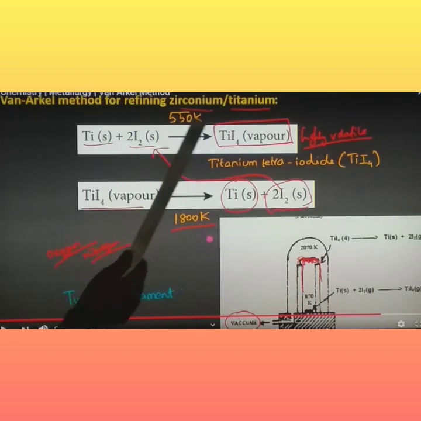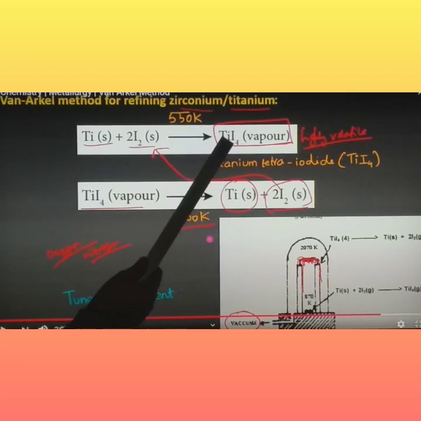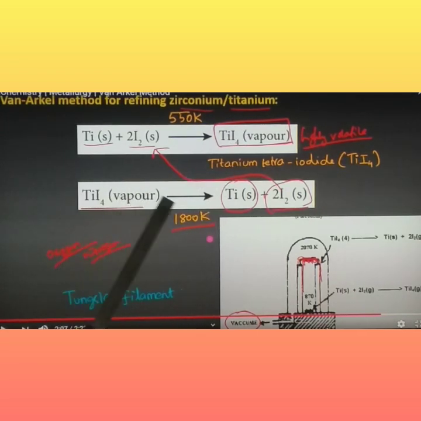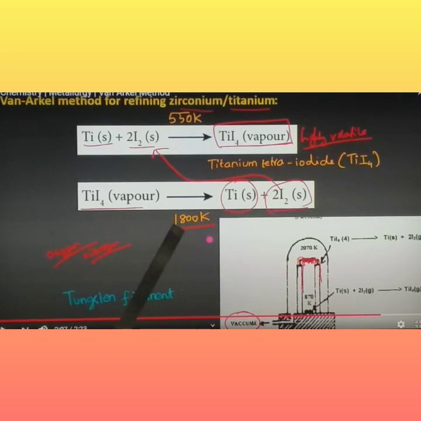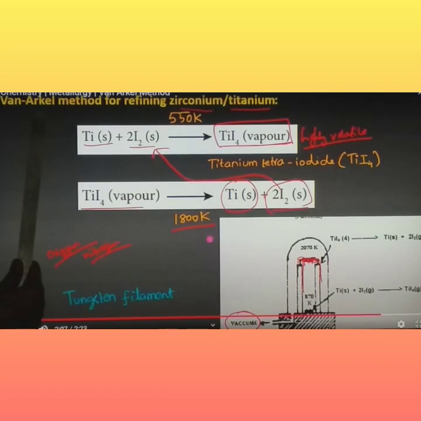In the first equation, the temperature is 550 Kelvin, and after the formation of titanium tetraiodide, it decomposes to give titanium and iodine at a temperature of 1800 Kelvin. This question can be asked for 2 marks: explain the Van Arkel method for refining zirconium and titanium.